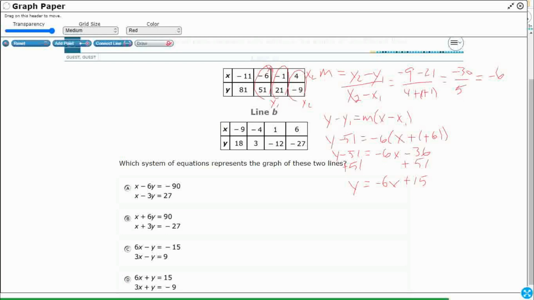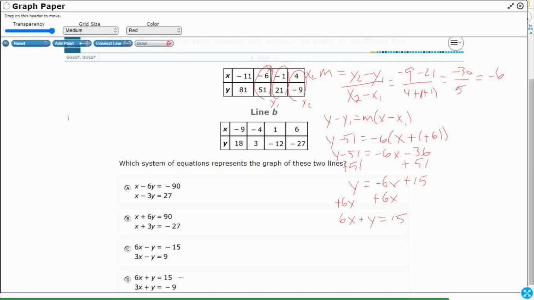Okay. Now, if we look at our answers here, it looks like we've got them all in standard form. So we need to add the 6x to both sides. We're going to get 6x plus y equals 15. All right, so that's that in standard form. So looking like D is pretty good. Let's do the same thing for line B.